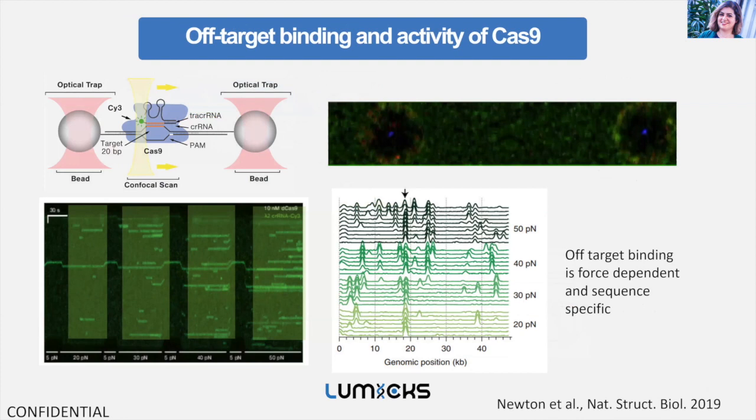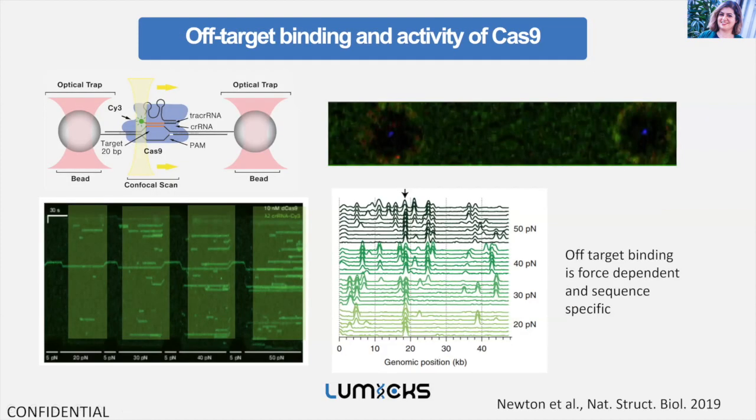So the first example I'm going to show you today using this technology is to look at the off-target binding of Cas9 complex. As you know, CRISPR-Cas9 is very popular these days, and it's used in gene editing. But in order to use it in a reliable way, you want to get the details about the off-target binding site, which could be a problem for gene editing.